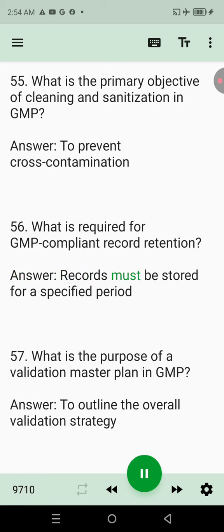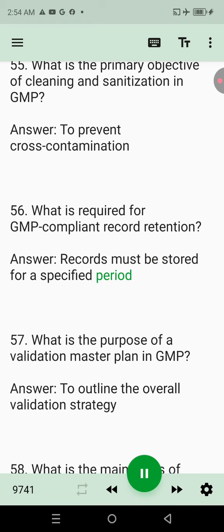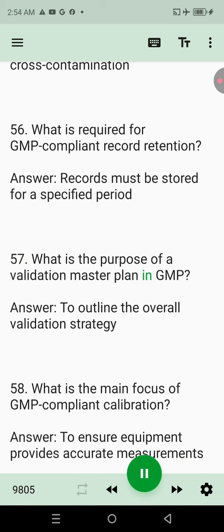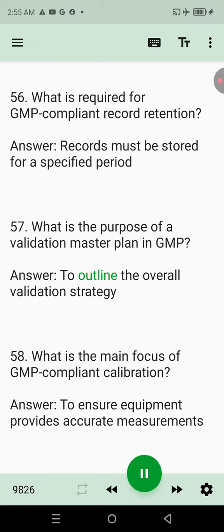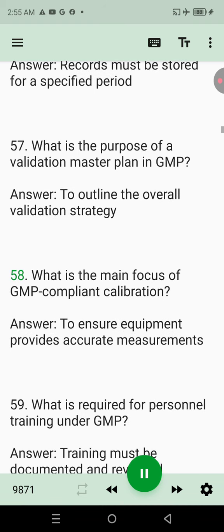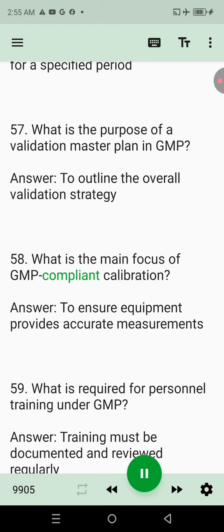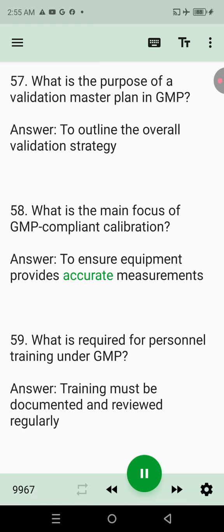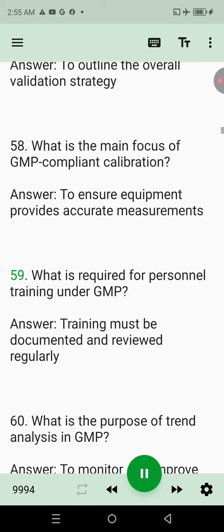56. What is required for GMP-compliant record retention? Answer: Records must be stored for a specified period. 57. What is the purpose of a validation master plan in GMP? Answer: To outline the overall validation strategy. 58. What is the main focus of GMP-compliant calibration? Answer: To ensure equipment provides accurate measurements.